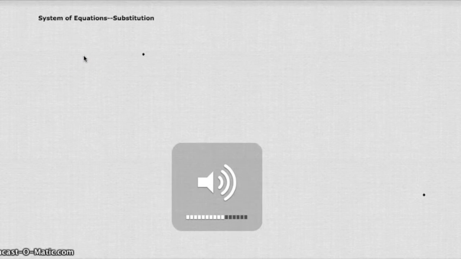So hey guys, today is pretty simple. We are going to go over systems of equations, more specifically linears, and we will only be going over the substitution method instead of the elimination. So only substitution. The basis of substitution is pretty simple.